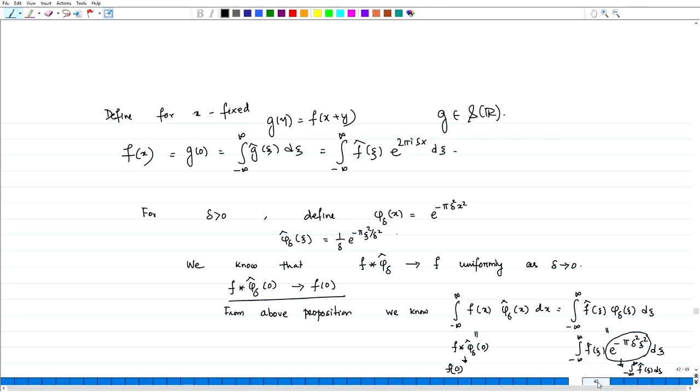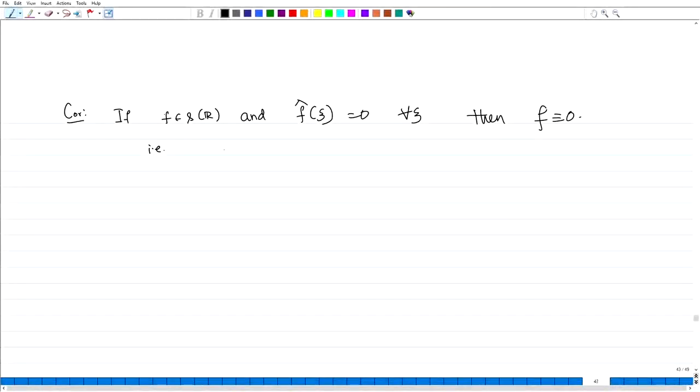Now once we have that as a corollary, we can get that if f is in the Schwartz space and f hat of xi is equal to 0 for all xi, then f is identically equal to 0 because of the inversion formula. So, this shows the uniqueness of the Fourier transform. That is, if f hat of xi is equal to g hat of xi for all xi, where both f and g are in the Schwartz space, then f is identically equal to g.